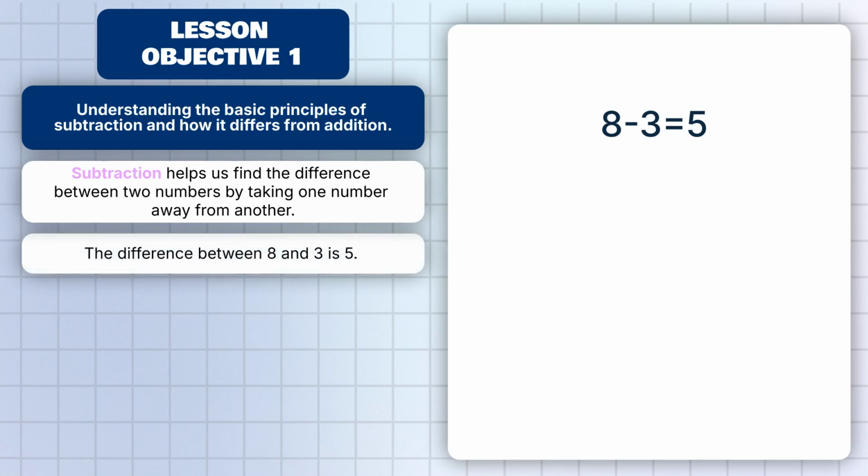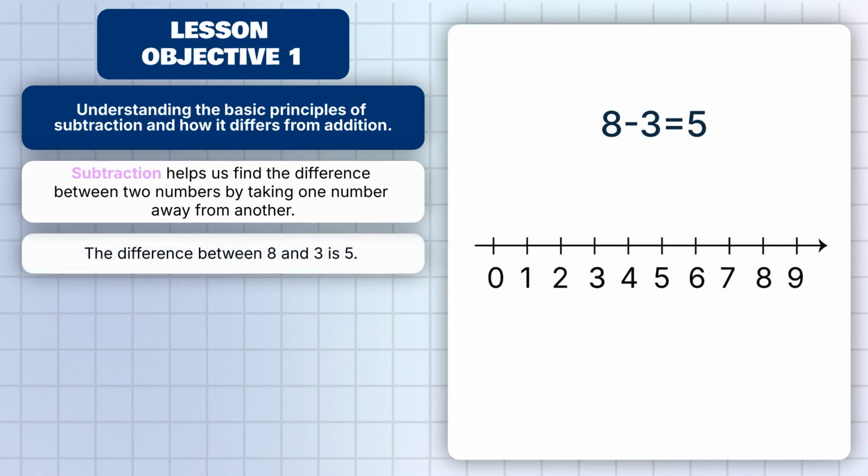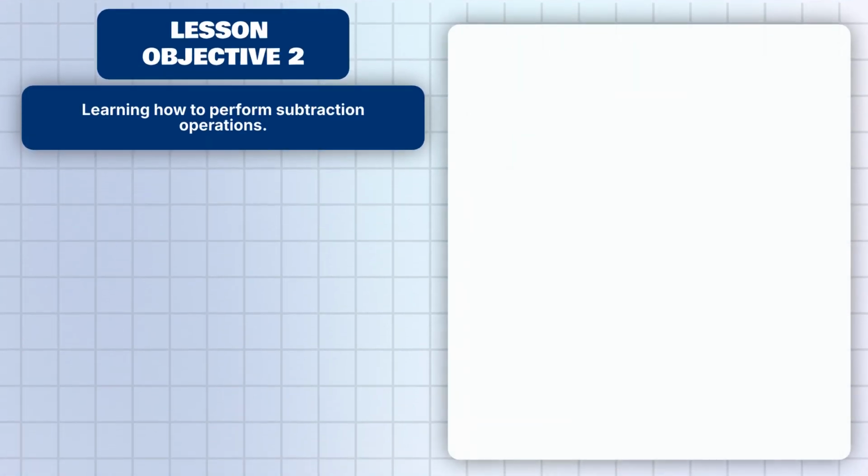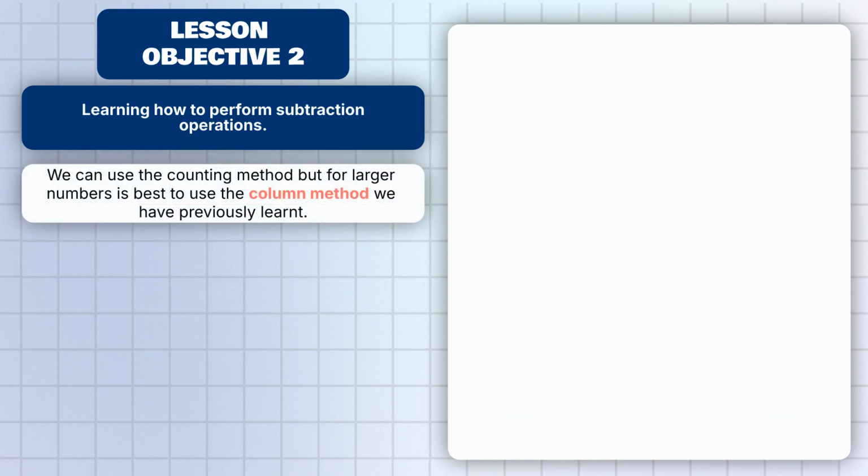To flesh this out, we can use a number line. We start at the point 8 and then count 3 units back like this. So we can see here 8 minus 3 is 5. For larger numbers, we can use the counting method as we did before, but it can become difficult when we have to count back hundreds of units. Instead, we'll introduce a column method for subtraction.